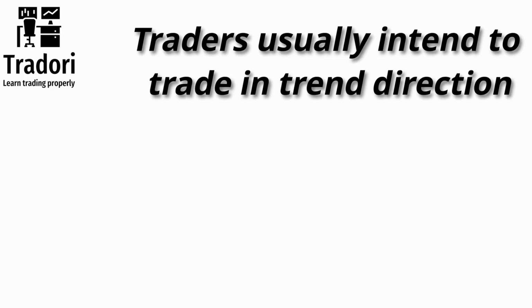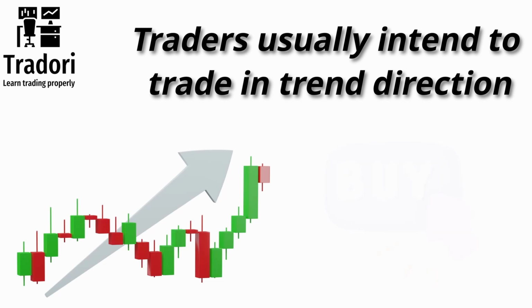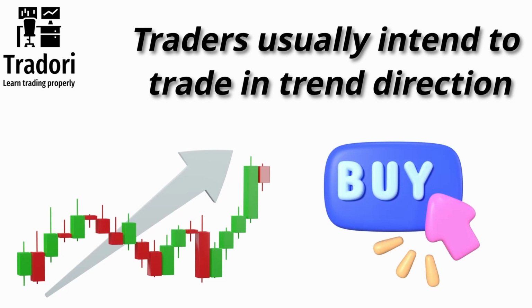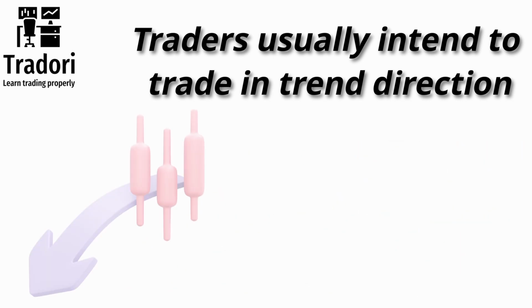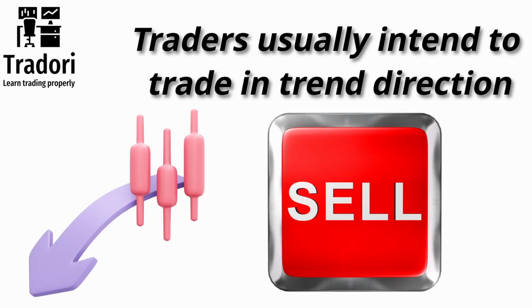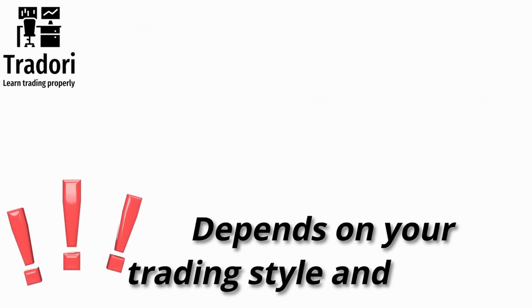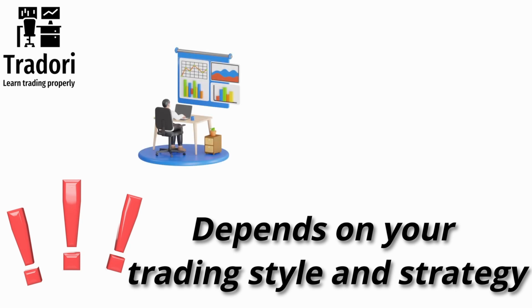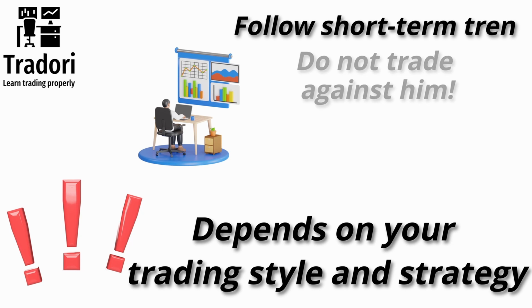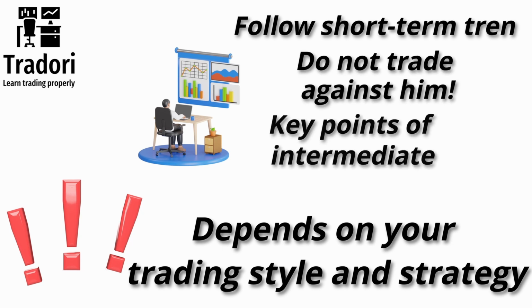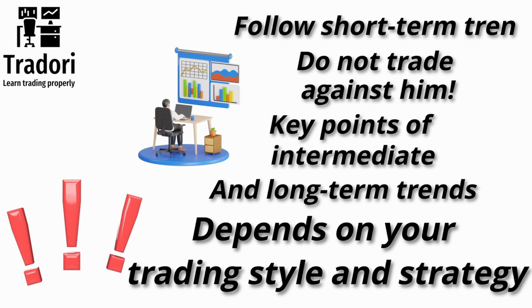Many traders intend to trade in the same direction as the trend. While the trend is up, traders focus on buying, attempting to profit from a continued price rise. When the trend turns down, traders focus more on selling or shorting, attempting to minimize losses or profit from a price decline. However, it depends on your trading style and strategy. During day trading, the most important thing is to follow the short-term trend and not trade against it. Identify key points of intermediate and long-term trends, and if the trends line up, even better.